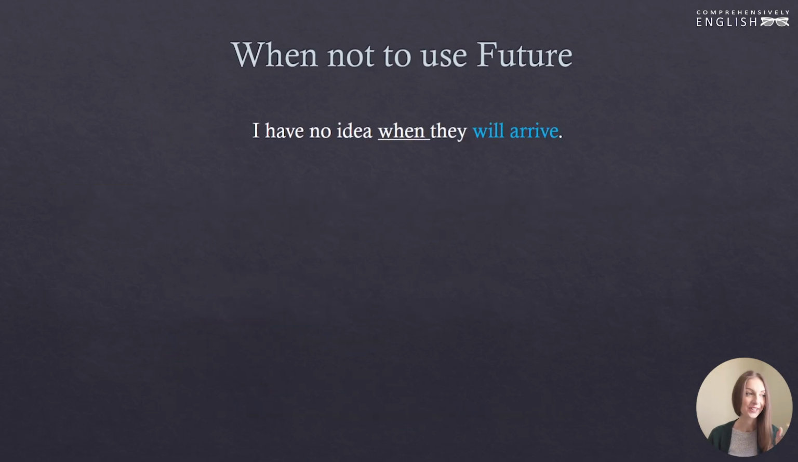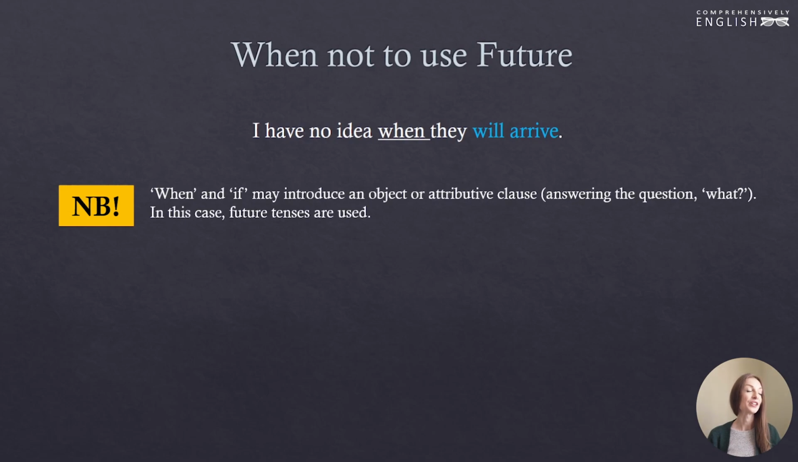Let's now look at this sentence. I have no idea when they will arrive. Why do we use the future tense after when here? Well, because it's not an adverbial and not a conditional subordinate clause. Please remember that when and if may introduce an object or attributive clause, answering the question what. It is the case with our sentence, I have no idea when they will arrive. I don't know what? I don't know when they will arrive.